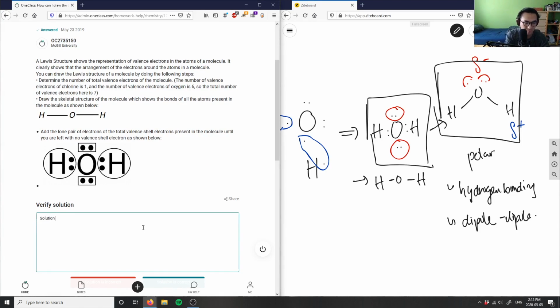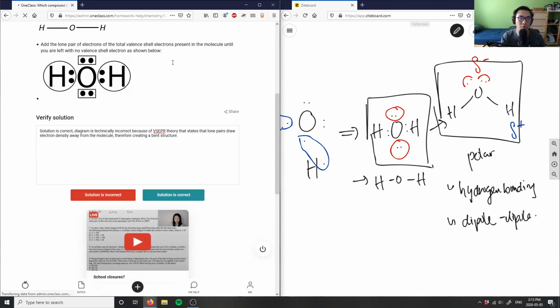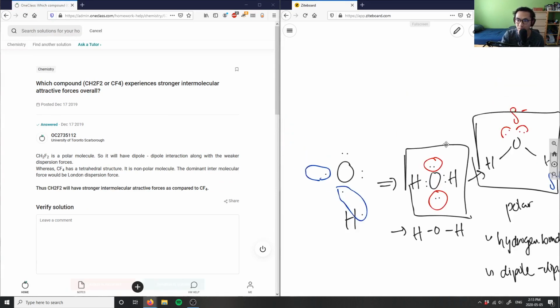The solution is correct. The diagram is technically incorrect because of the bent structure, because of VSEPR theory. VSEPR theory states that lone pairs draw electron density away from the molecule, therefore creating a bent structure. But the solution here is correct nonetheless. I don't think you're expected to know VSEPR theory anyways in grade 11, so it's totally fine.